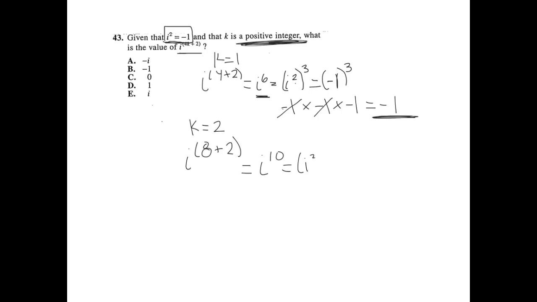So i squared, and again, you have to know your exponent rules. So 2 times what equals 10? 2 times 5. So we're going to raise it to the power of 5. Substituting -1 in for i squared, you get -1 to the power of 5. And if you want to do it the long way of multiplying it out, you can do -1 times -1 times -1, and you just write it 5 times.